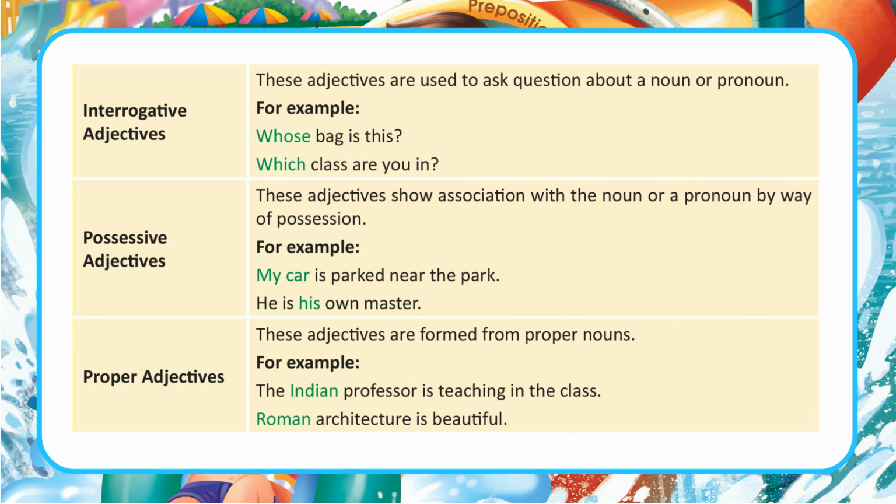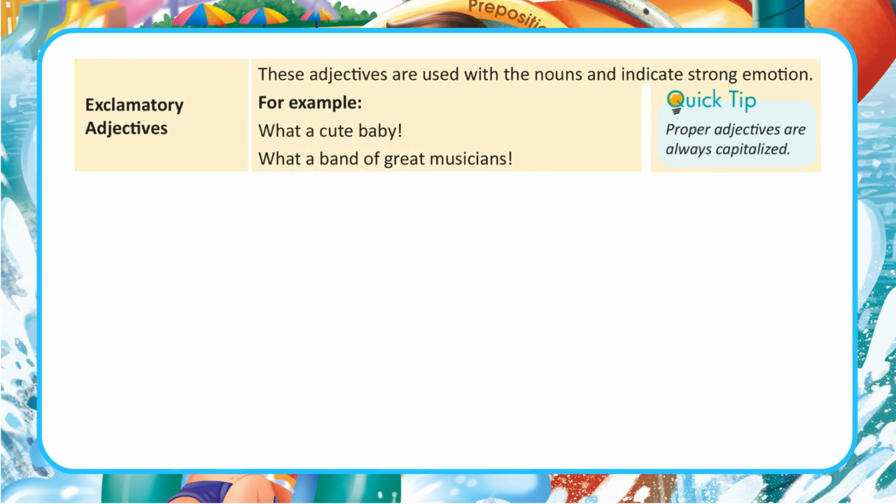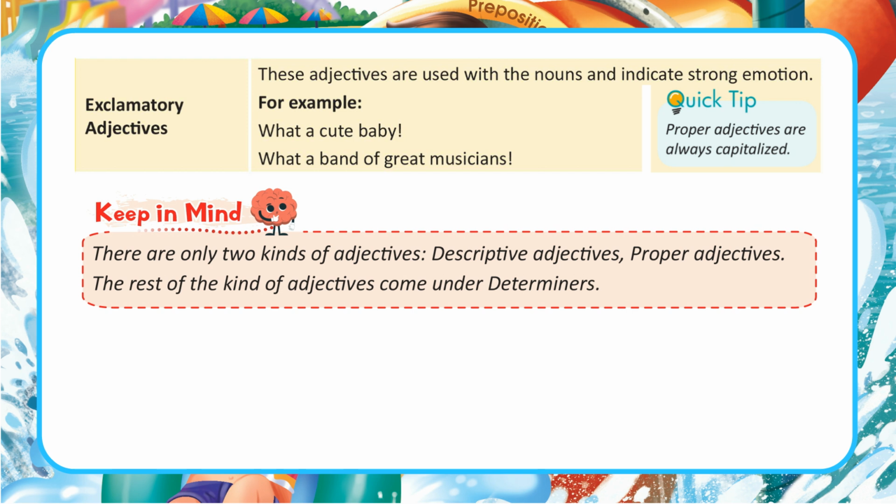Roman architecture is beautiful. Exclamatory adjectives. These adjectives are used with the nouns and indicate strong emotion. For example, what a cute baby. What a band of great musicians. Quick tip. Proper adjectives are always capitalized. Keep in mind, there are only 2 kinds of adjectives: descriptive adjectives and proper adjectives. The rest of the kinds of adjectives come under determiners.